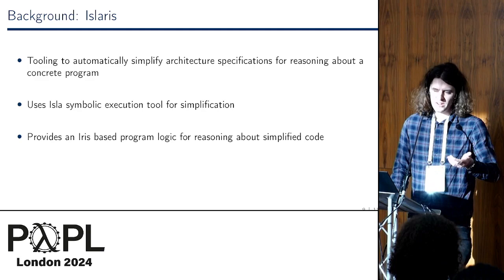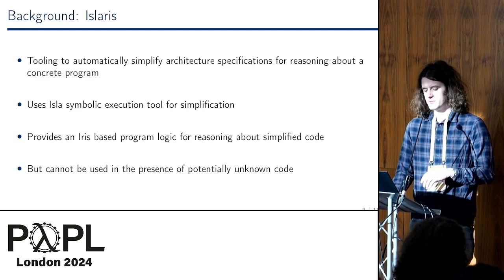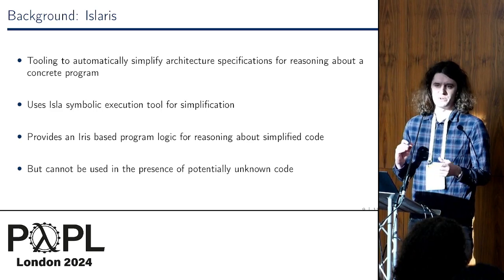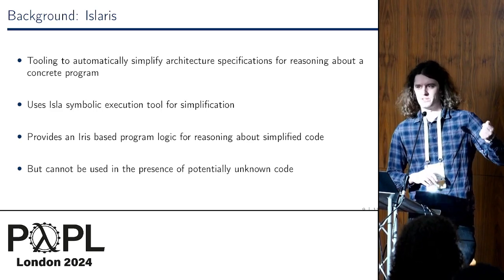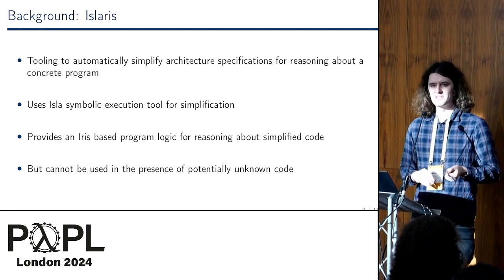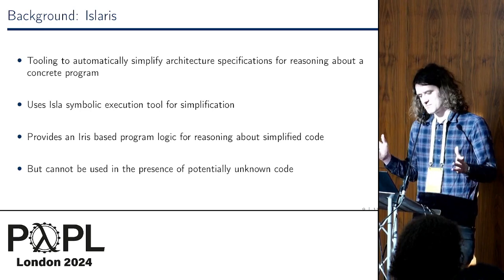The problem with using Laris for reasoning about this unknown code adversary scenario is that Laris is almost completely useless in the presence of unknown code. All of this simplification is powered by knowing the set of opcodes that might be executed, and an adversary can execute any opcode they like, so Laris falls apart.